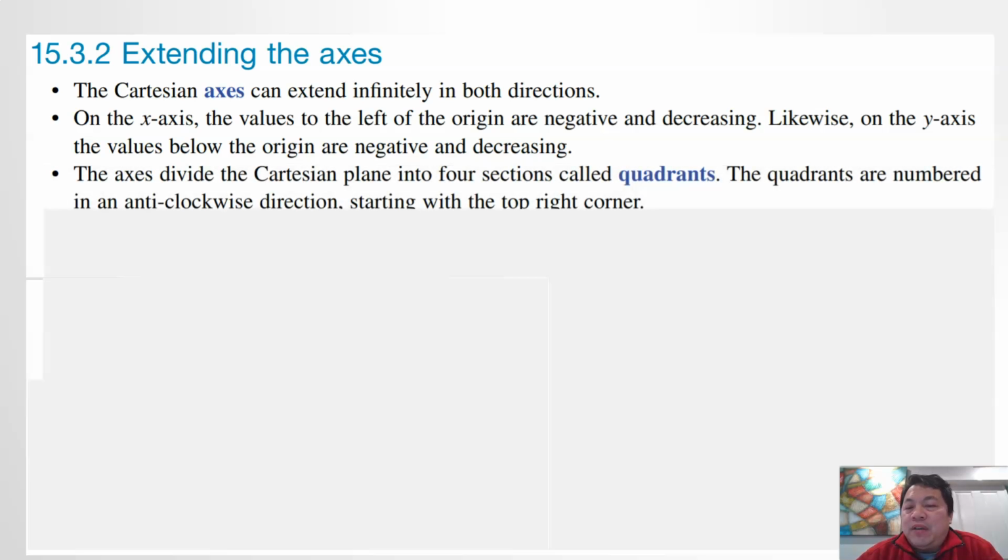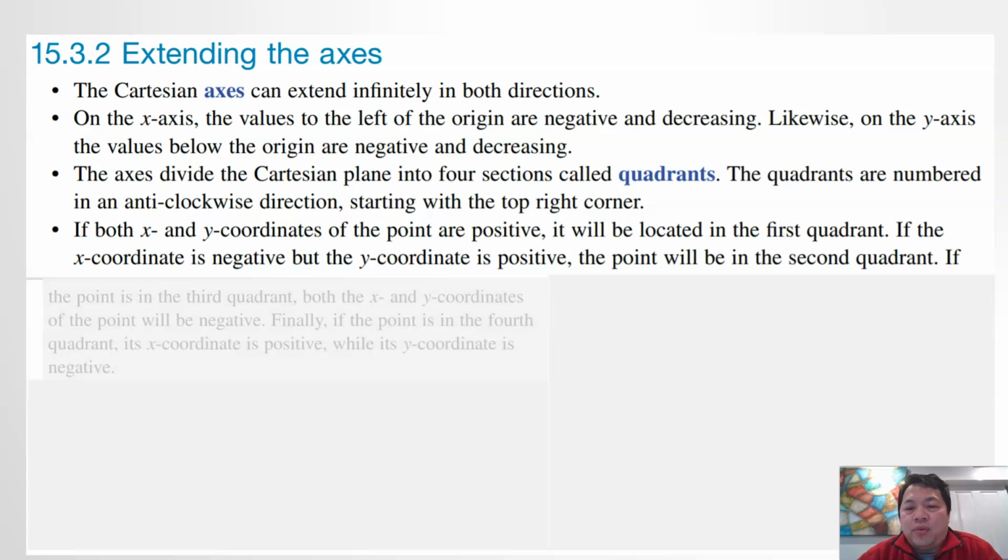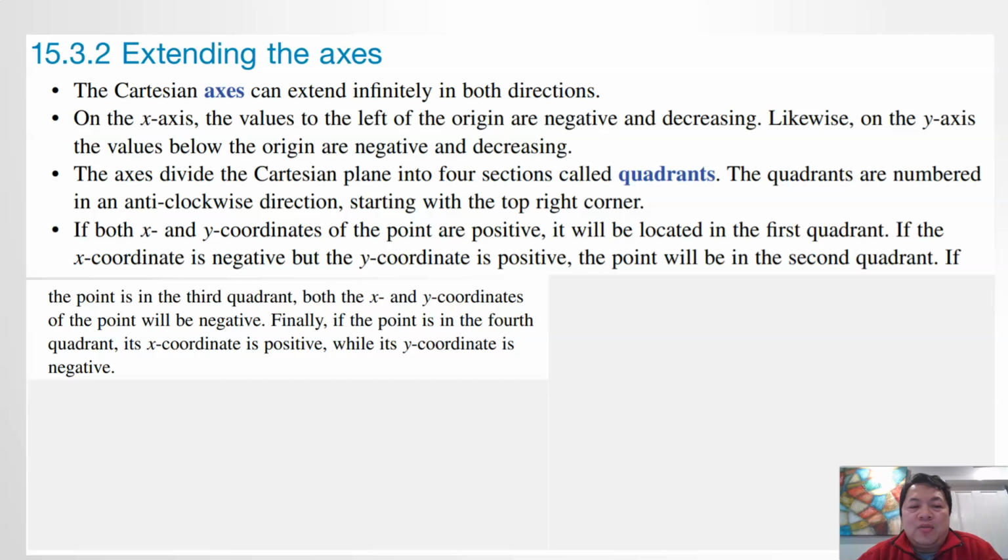So the Cartesian plane has 4 quadrants. We have already done this before, just a revision. Quadrants are numbered in an anti-clockwise direction, starting with the top right-hand corner. If both x and y are positive, the point is located in the first quadrant. If x is negative but y is positive, the point will be in the second quadrant. If the point is in the third quadrant, both x and y are negative. And finally, for points in the fourth quadrant, x is positive and y is negative.